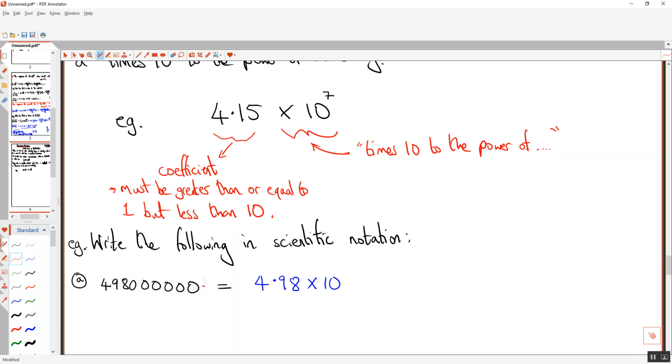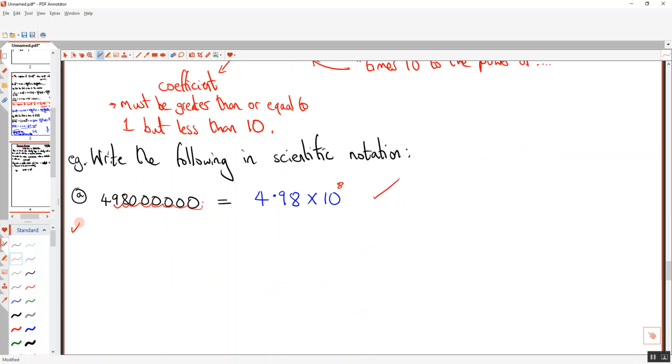So our decimal point is right here. And where do I want to move it? In between the 4 and the 9. So I'm going to move it 1, 2, 3, 4, 5, 6, 7, 8 places. So it would be like that. So we're counting how many places we move the decimal point to go from where it is at the minute to where we want it to go.